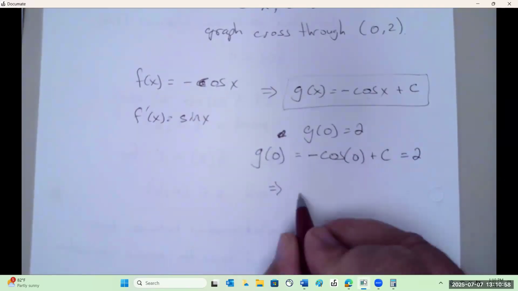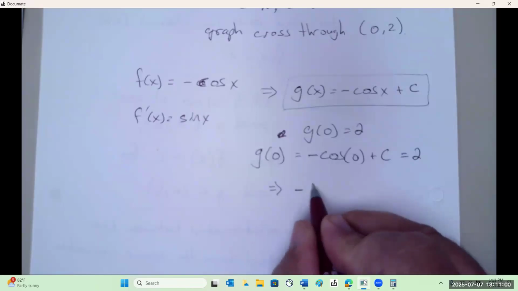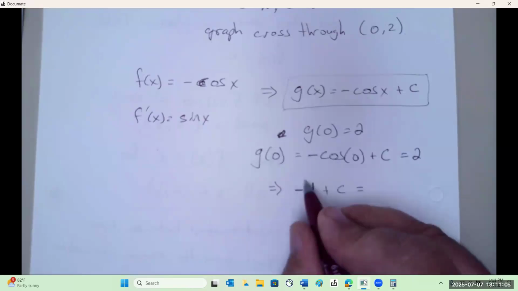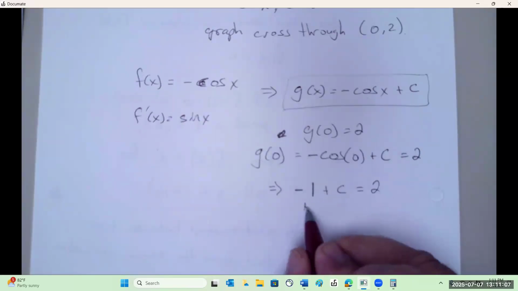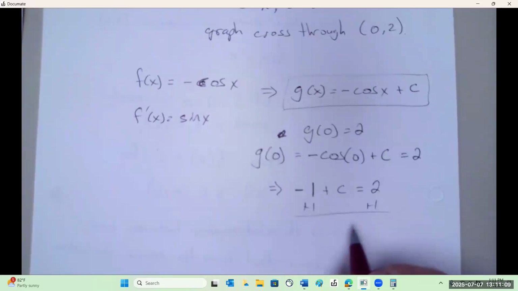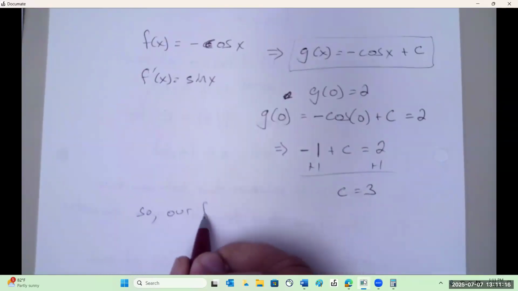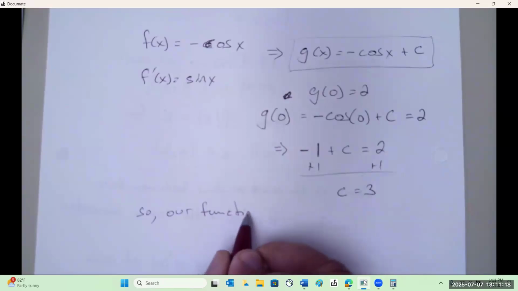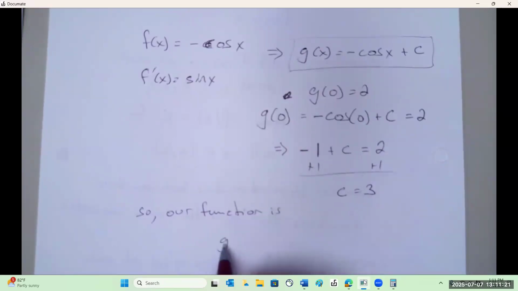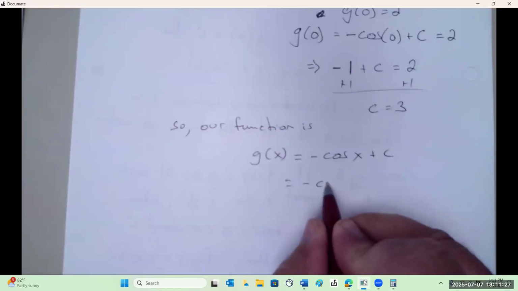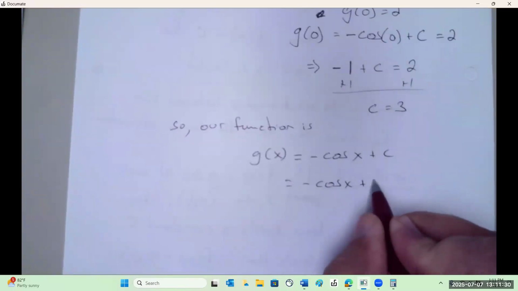So what is cosine of 0? 1. 1 plus c, so it's negative 1 plus c equals 2. Add 1 to both sides. So the constant value is 3. So our function is g of x equals negative cosine x plus c, which becomes negative cosine x plus 3.